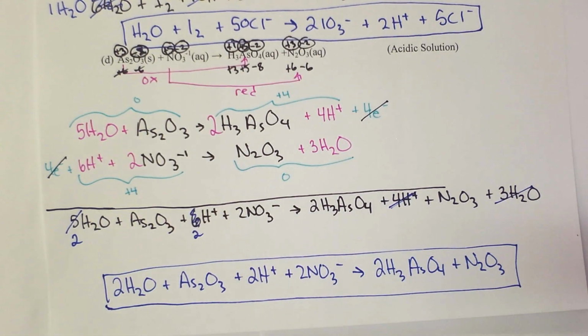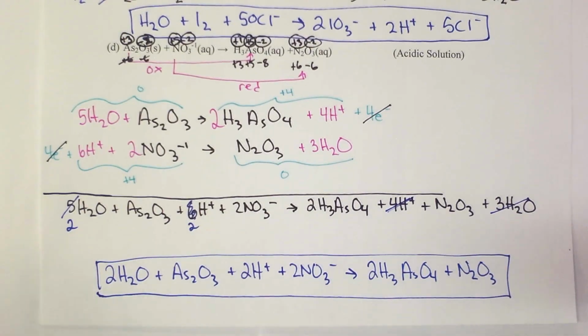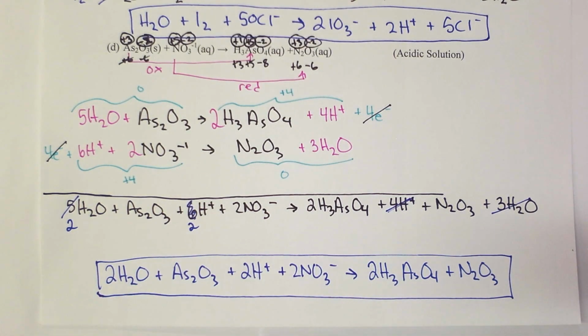There we go. We should have a balanced equation here. Just double check that my charges are in. And we are good. So there we go. We've checked through all of them. And if you can do those 4 questions, you should be able to do pretty much any balancing redox in acidic solution.